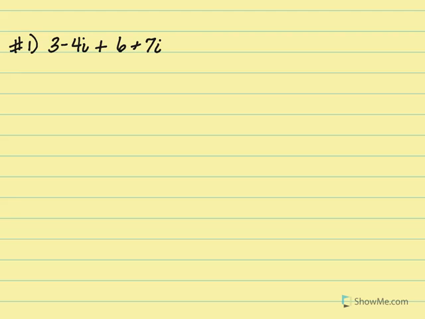Now, if you remember, I said you're going to put the real part first. So when I'm combining this, I would combine the real numbers first. I would do 3 plus 6. 3 plus 6 equals 9. Then I would do the imaginary part. Negative 4i plus 7i. Guys, remember when you're adding or subtracting, your variables don't change powers. Okay, it's just the numbers in front. So negative 4 plus 7 is a positive 3i.